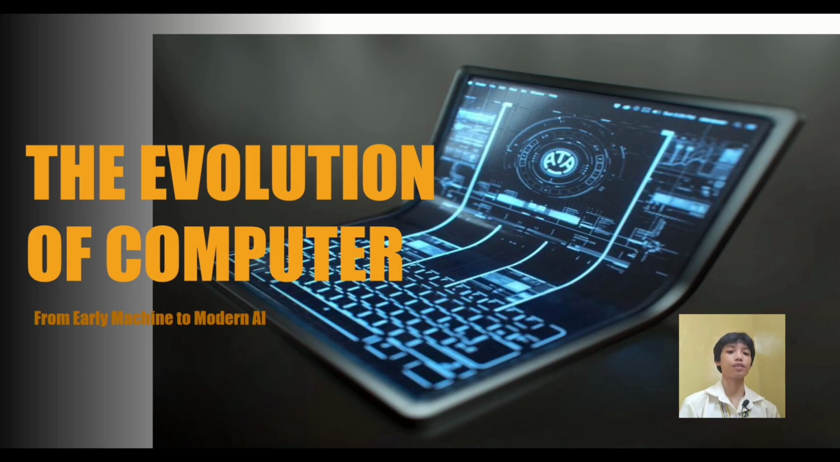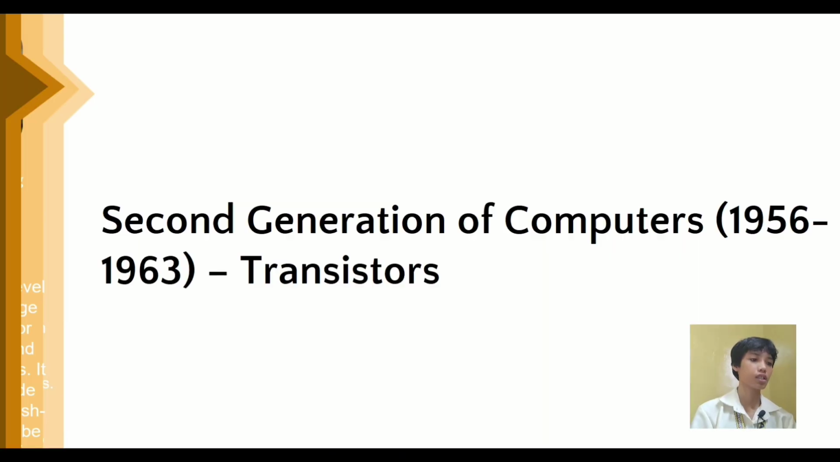Once again, this is Ivy Garnica, and I'll be discussing to you today the evolution of computer. So let's proceed to the second generation of computers. So this happened 1956 to 1963, and this is actually called transistors. So let us see why it was called transistors.